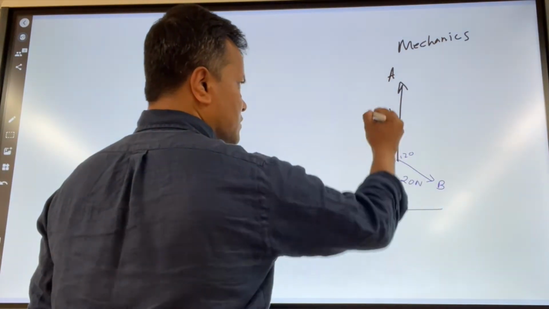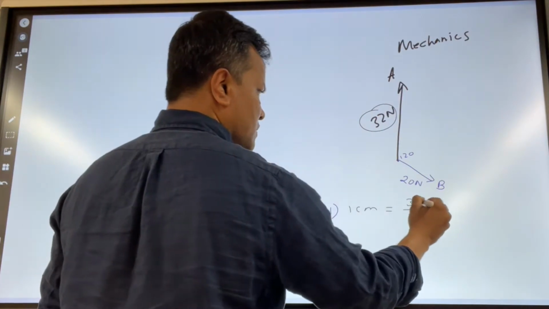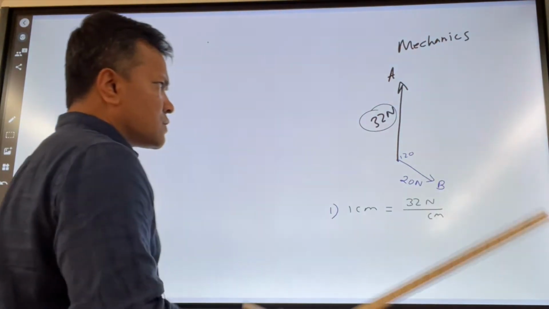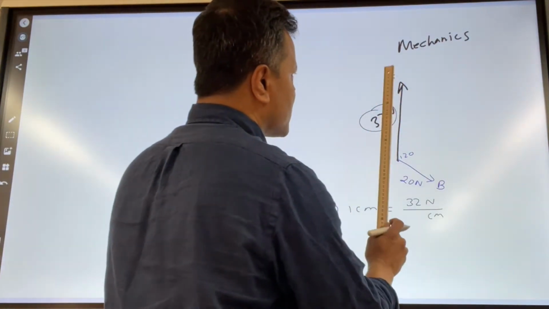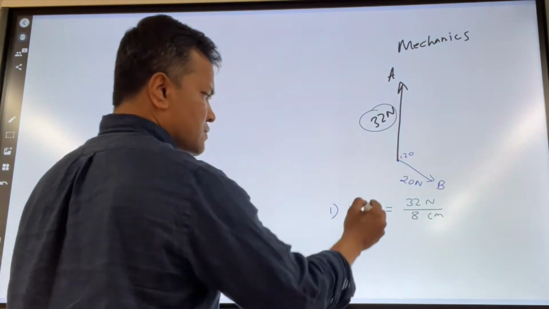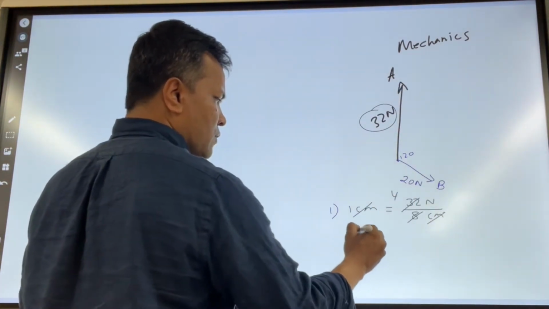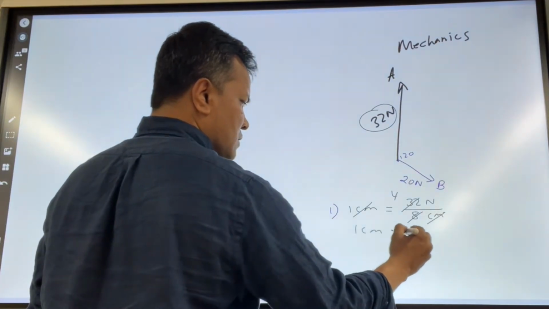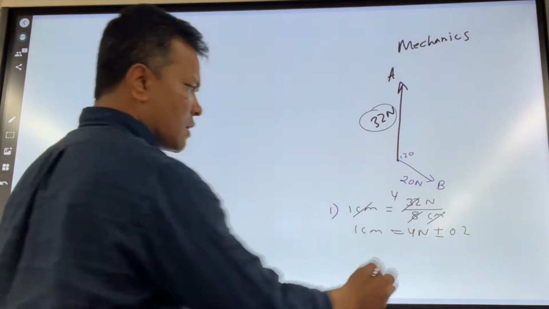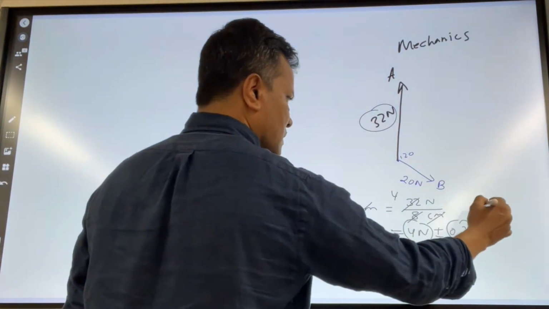So 32 Newton. I'm going to put 32 Newton over here on the top, and over here I'm going to put the centimeter. So 32 Newton is about 8 centimeters. Centimeter, centimeter cancel. It goes to 32 over 8, which is 4. So the answer would be 1 centimeter is equal to 4 Newton plus minus 0.2. This is called measurement and this is called error.